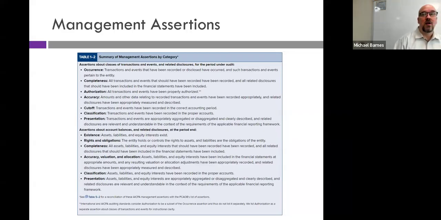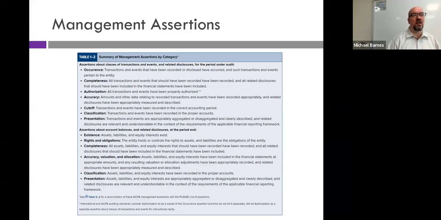Controls and substantive procedures are a part of what? A part of transactions and events. When we talk about account balances, these are going to be financial statement items, and these refer to just substantive procedures only.